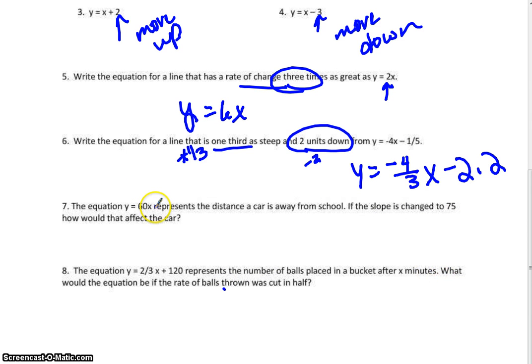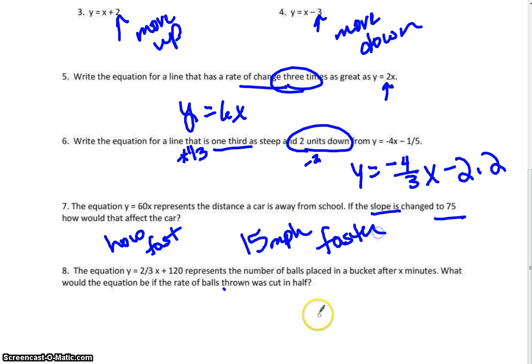The equation y equals 60x represents the distance a car is away from school. If the slope is changed to 75, how does that affect the car? Well, you've got to think about what the slope is representing. It's the rate of change. So he's talking about how fast you're going. So if you change it to 75, it's going to go 15 miles per hour faster than what the original one did.